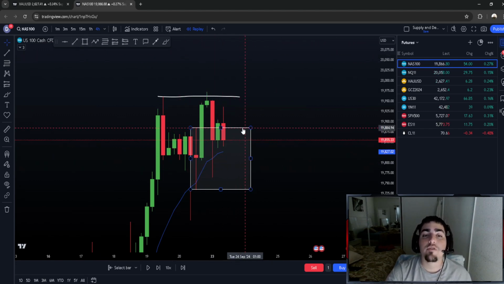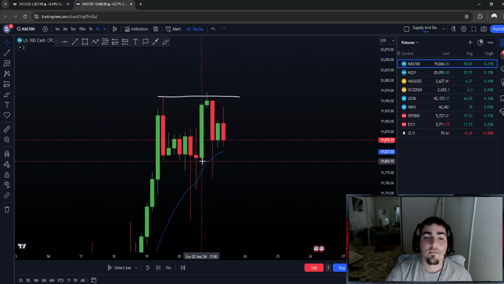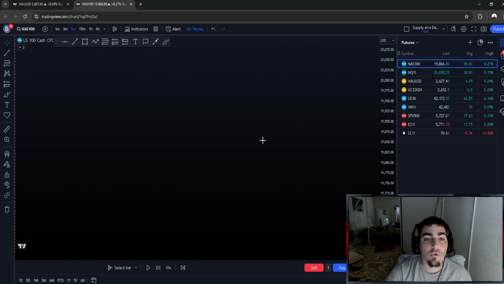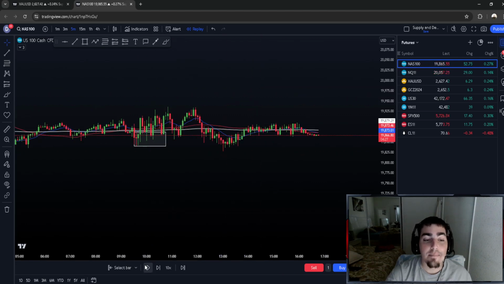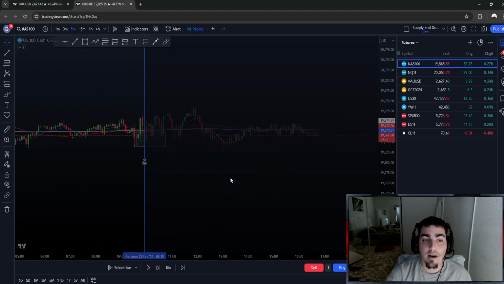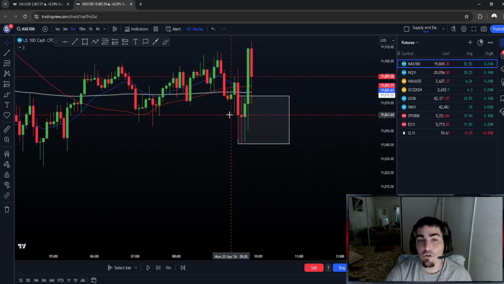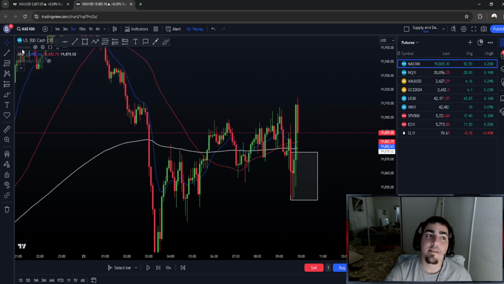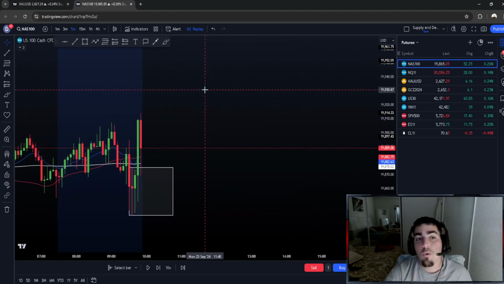So when I saw that we are rejecting a 4-hour demand, rejecting the 13 EMA right there on the 4-hour, and we also have a 5-minute demand that just got created, and we're still sitting above the EMAs. Not how I like to see them, but still sitting above it. I was willing to take the chance.